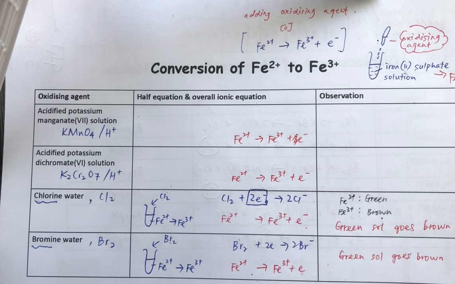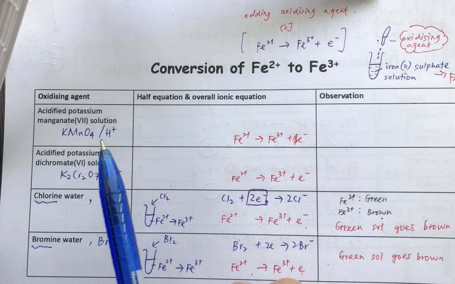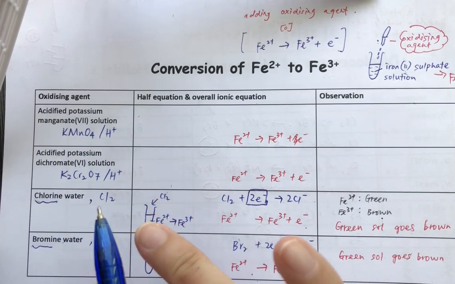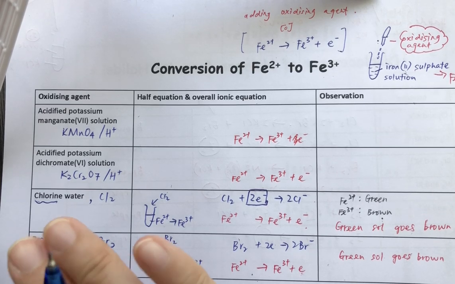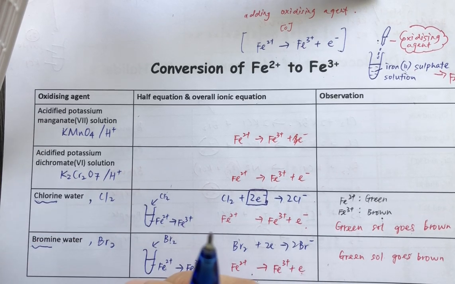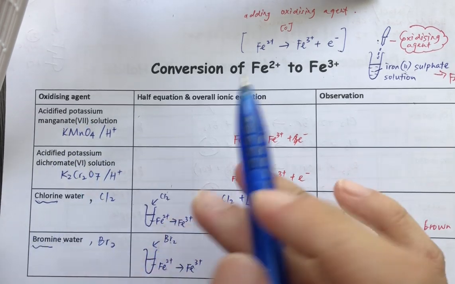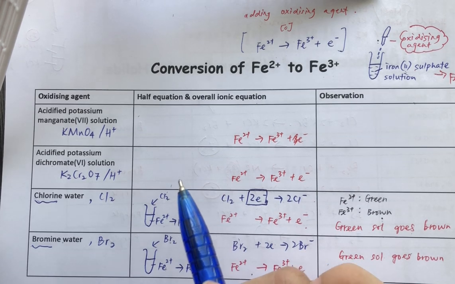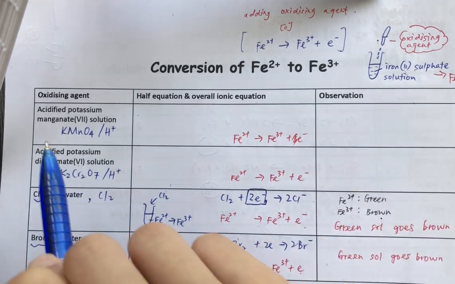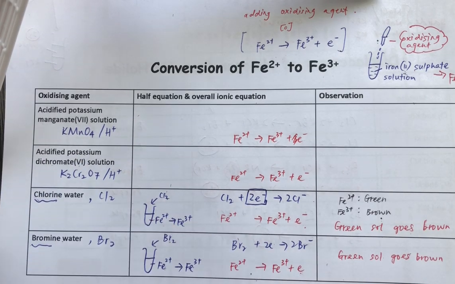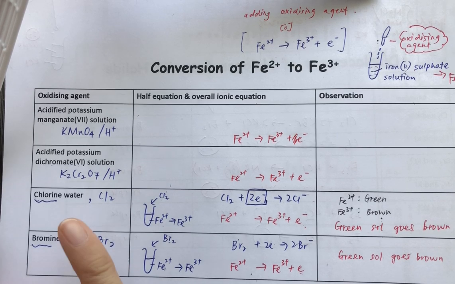Then, how do I write the ionic equation for acidified potassium manganate? Please take note. For this chapter, chapter 3, usually when you see a compound that has potassium, you can ignore the potassium. You focus on the manganate 7 ion and the dichromate 6 ion when writing the half equation, because the potassium ion does nothing. It doesn't really get involved in the reaction.